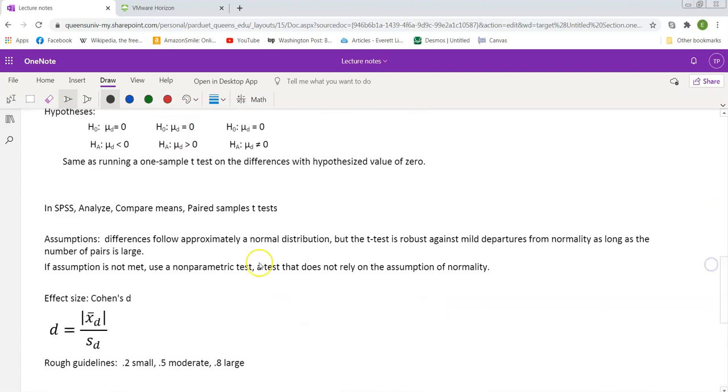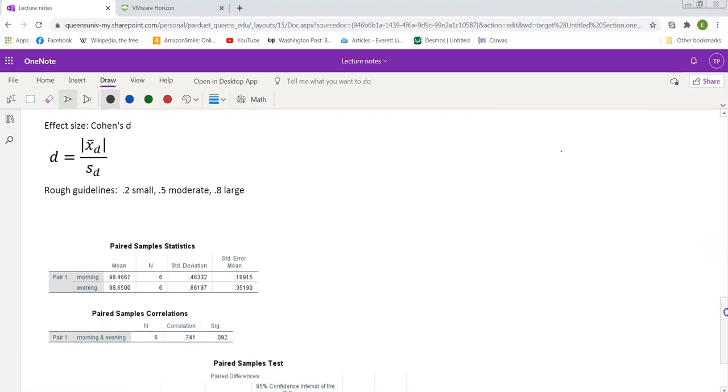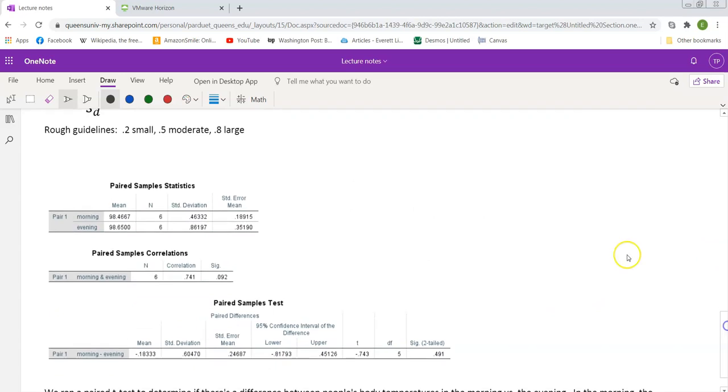We'll come back and talk about assumptions and effect size in a minute. I actually meant to put them below this, but that's all right. So in our output, we've got the means, standard deviations, and sample sizes for all of our pairs. They give us the correlations, but we're not going to do anything with that right now.